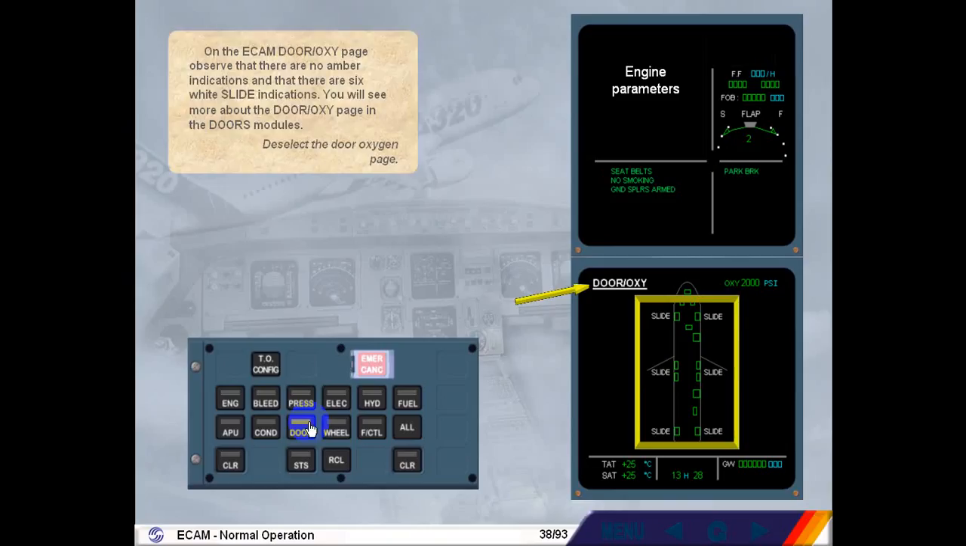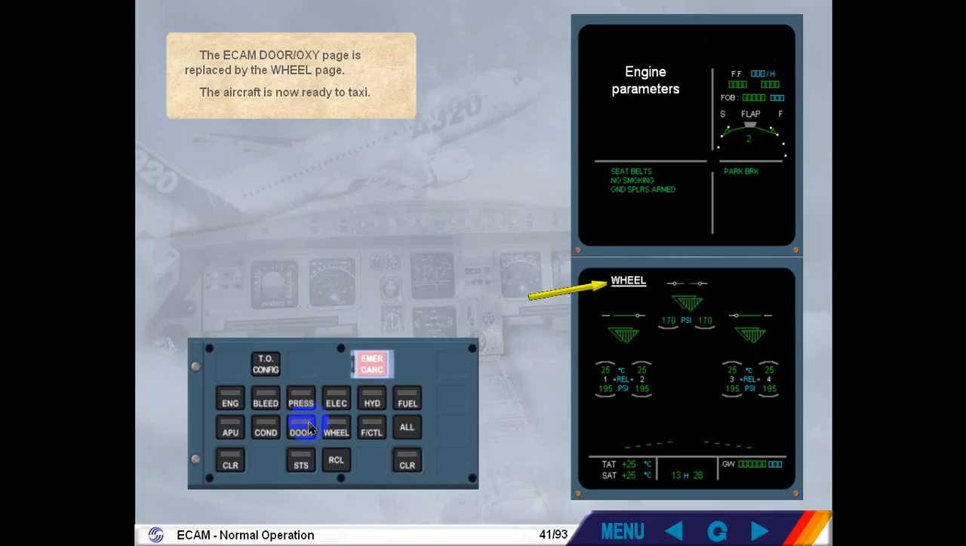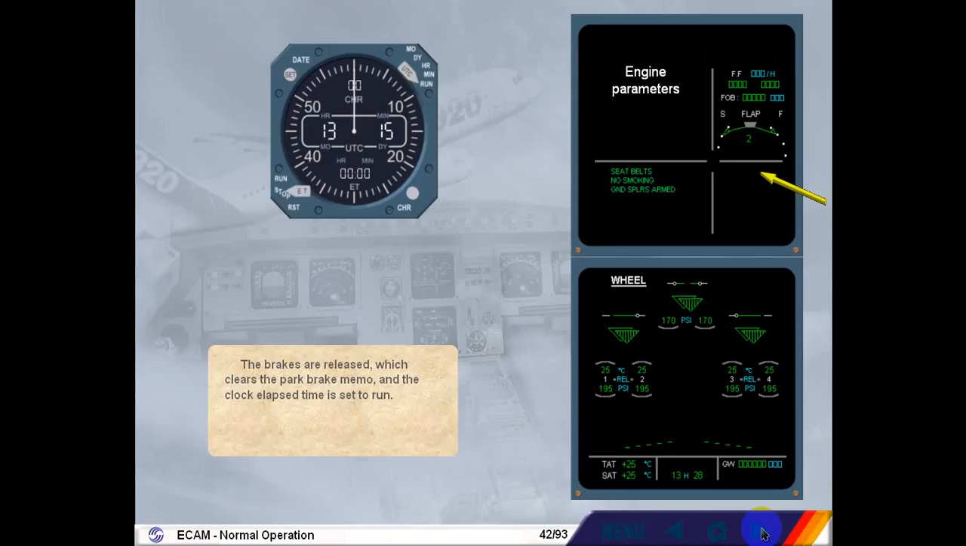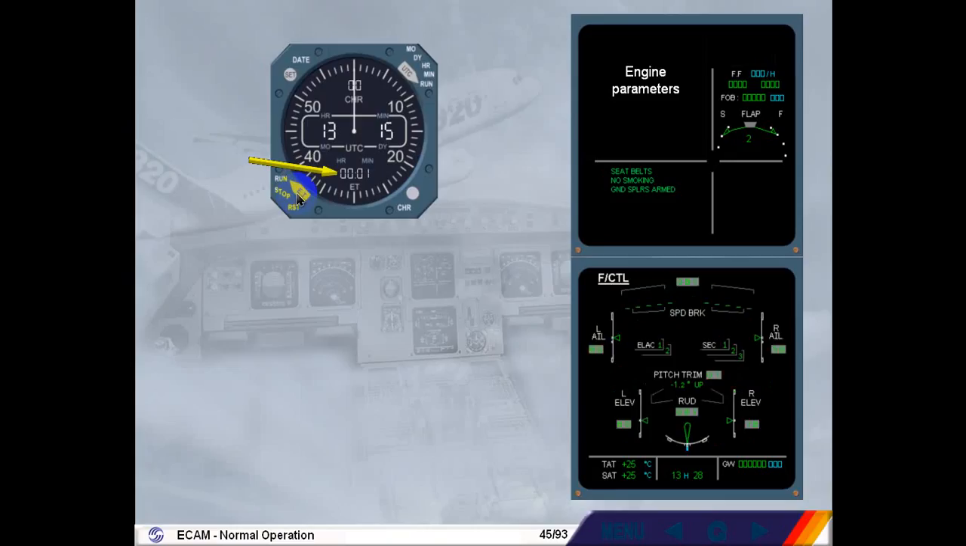Deselect the door oxygen page. The ECAM door oxygen page is replaced by the wheel page. The aircraft is now ready to taxi. The brakes are released, which clears the park brake memo, and the clock elapsed time is set to run. Select Run on the clock elapsed time. The elapsed time is now running and the aircraft is taxiing out.